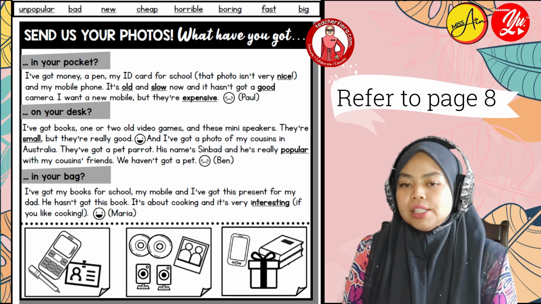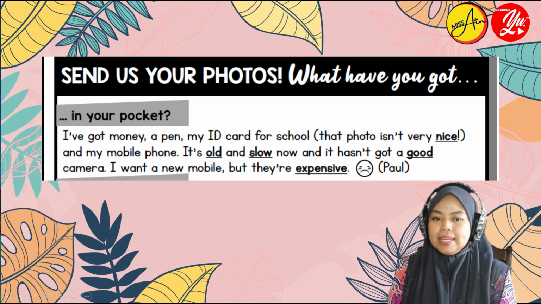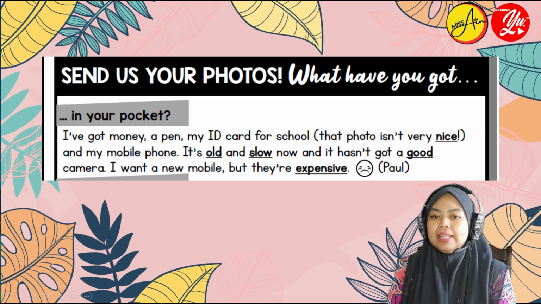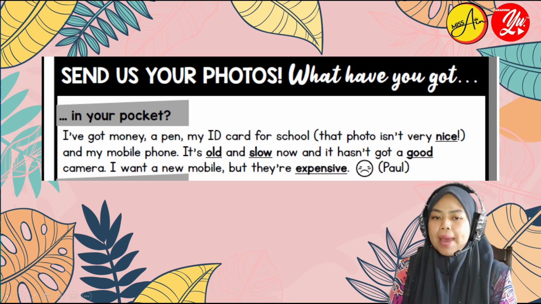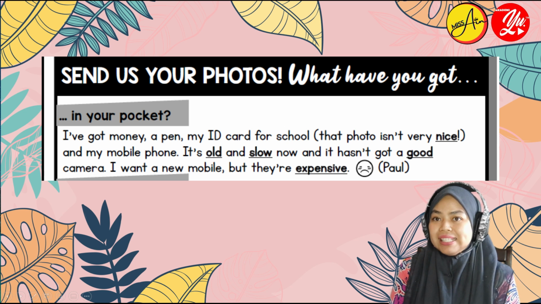Now, we are going to read the text. Let's read paragraph by paragraph and identify the adjectives in each paragraph. Let's read about Send us your photos. What have you got in your pocket? I've got money, a pen, my ID card for school. That photo isn't very nice. And my mobile phone. It's old and slow now, and it hasn't got a good camera. I want a new mobile, but they're expensive.